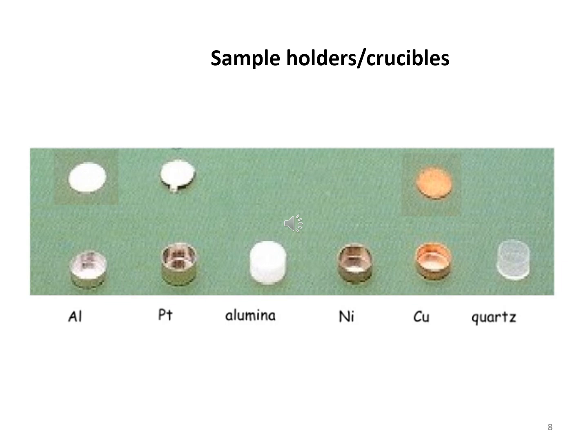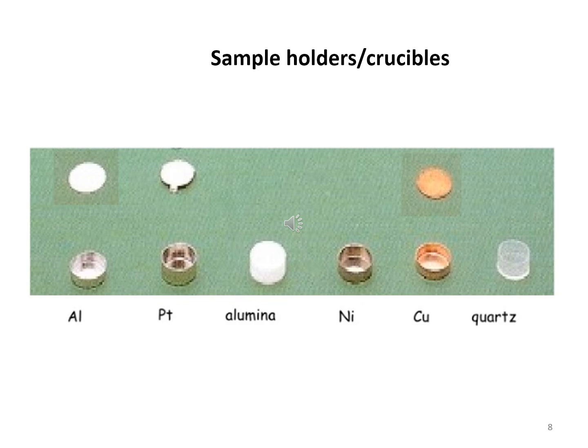So sample pans and sample holders, the crucibles, could be made up of different metals or different materials. It could be made up of aluminum and sometimes platinum metal.